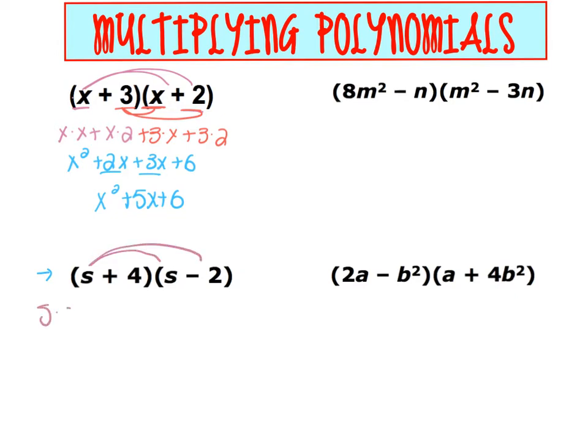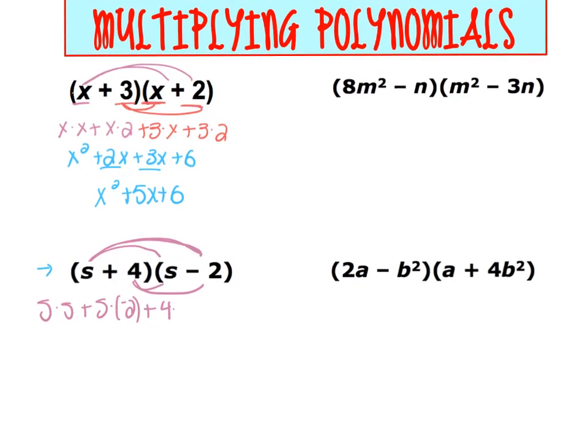Okay, so once again, I'm going to take the s term times both of those. So I take s times s, and then I take s times negative 2. Then I take 4 times s and 4 times negative 2. I'm going to put parentheses around that negative 2 so we don't lose that negative sign. So I have 4 times s and then 4 times negative 2.